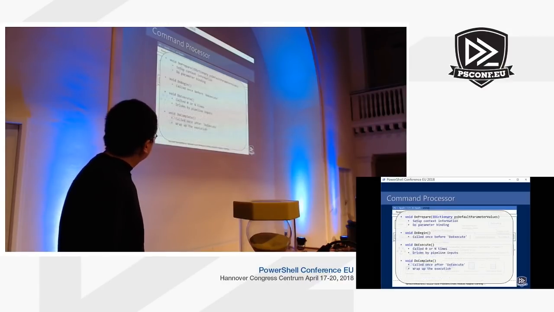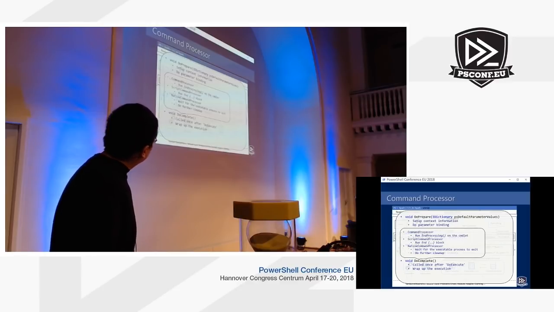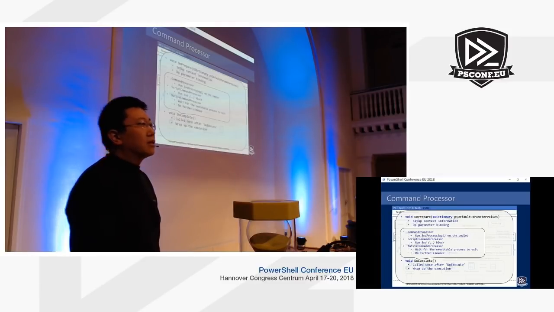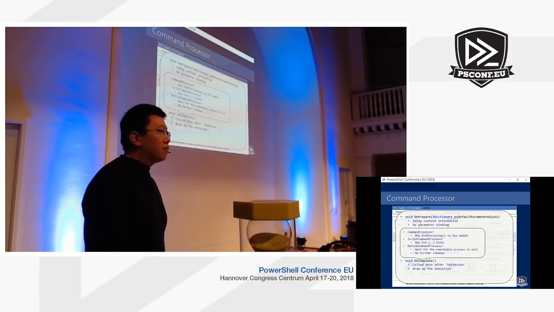DoComplete will be called only once after DoExecute, allowing the command to wrap up its execution. For the command processor, you're going to call EndProcessing on the underlying cmdlet. For the script command processor, you're going to call the end block. For the native command processor, it will wait for the executable process to exit and do some cleanup work.